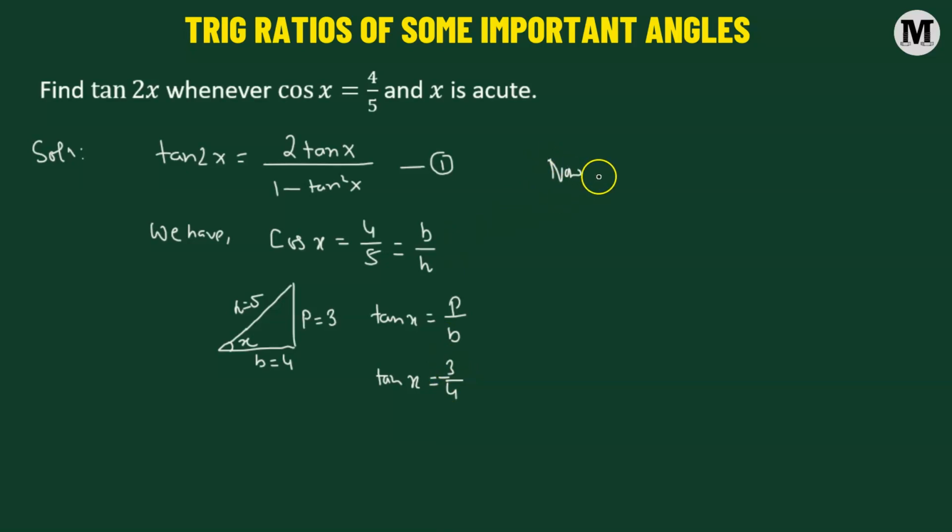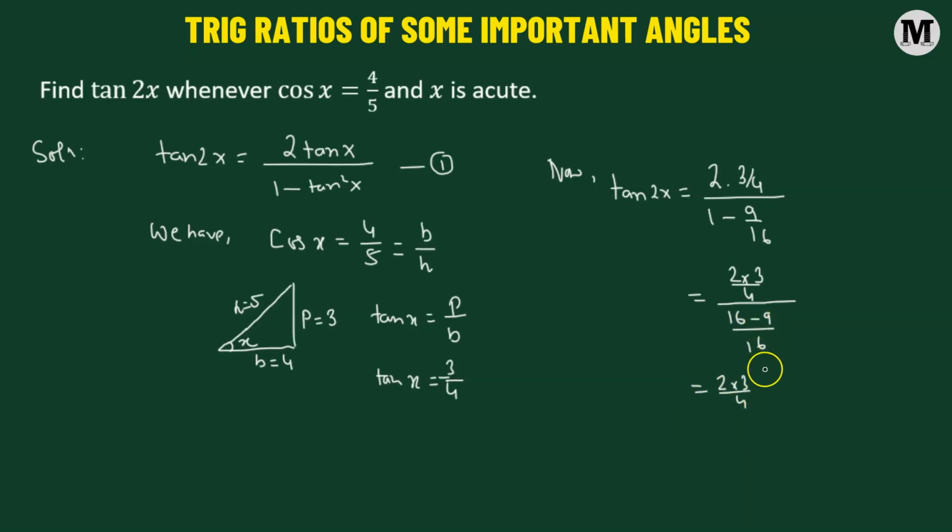So now 1 will become tangent of 2x equals 2 times tangent of angle x. So that's 2 multiplied by 3 over 4, divided by 1 minus tangent of x whole squared, so we'll get 9 over 16. So this will be equal to 2 times 3 over 4 whole divided by 16 minus 9 over 16. So let's further simplify.